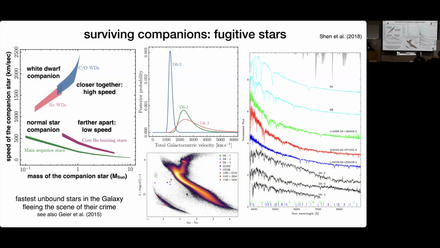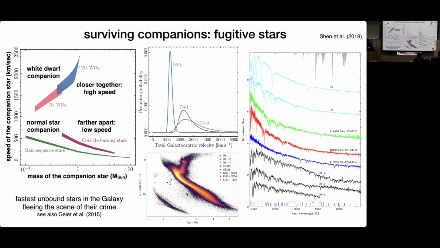I like to call them fugitive stars because they are the culprit of the explosion. They are the donors to the white dwarf that exploded, and they are running away from the scene of the crime. Ken did this analysis for this method, called the D6 model, you can look it up. If this model was the right one for all type 1a supernovae, we should expect to see in that first Gaia data release about 20 such zooming white dwarfs. That was the rough estimate.